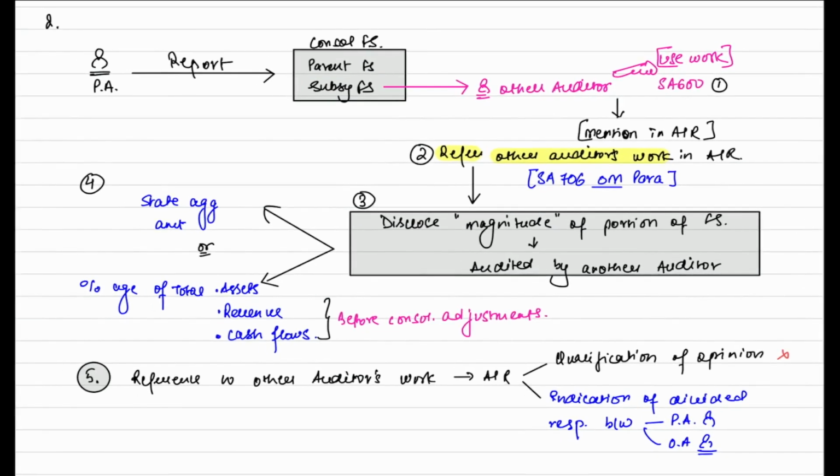Quickly consider this chart. Refer SA 600 using the work of other auditor, mention in the audit report using other matter para, disclose the magnitude of portion audited by another auditor in aggregate amount or percentage basis. And lastly say, this reference is not a qualification of opinion, rather an indication of divided responsibility between the two auditors.